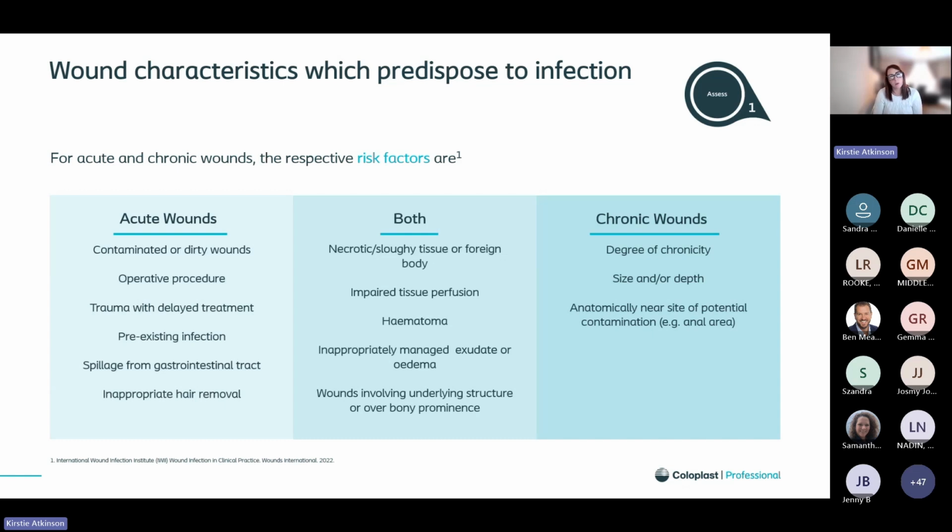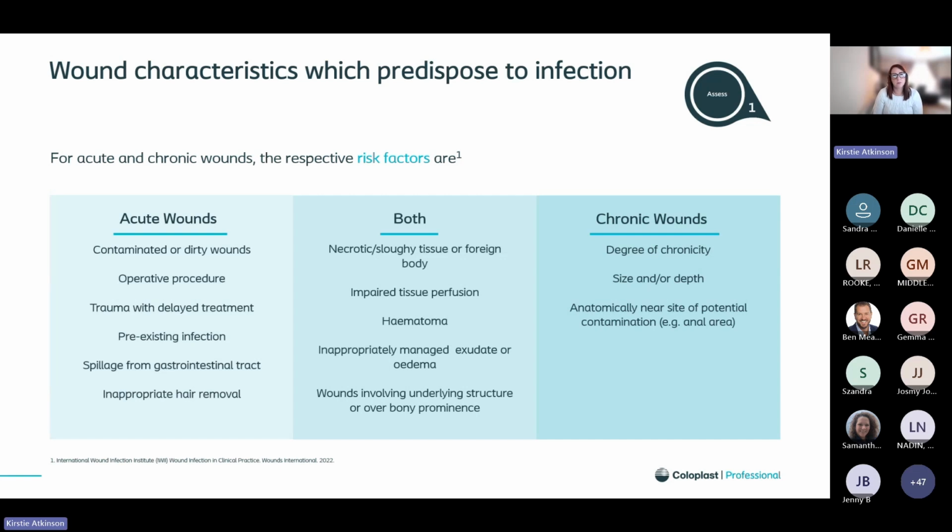Then when it gets to your chronic wounds, the older the wound, the more likelihood there is of an infection and the more chance there is that a biofilm is present. The bigger and deeper the wound is can also make it more predisposed to infection. And if it's anatomically near a potential contamination site, so if you think of pilonidal sinuses and sacral pressure sores and things like that.